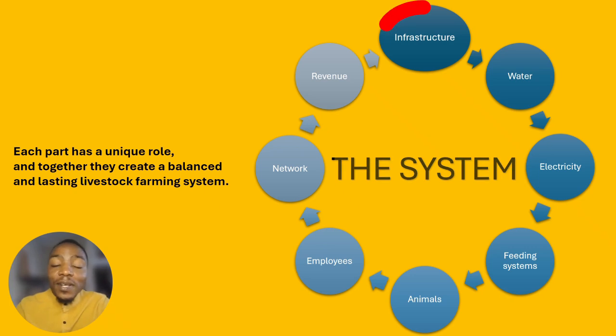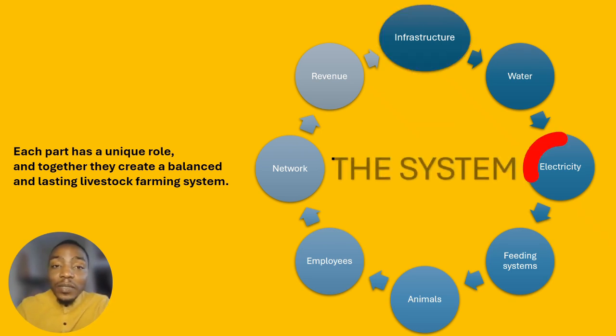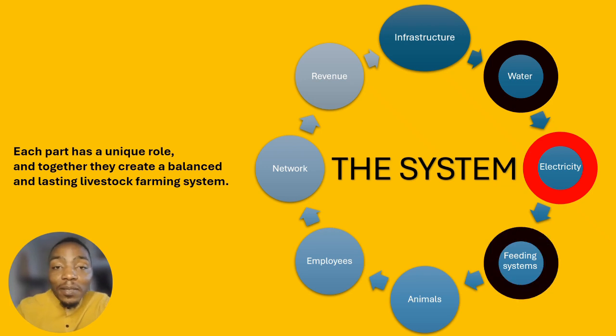Next, we have the infrastructure, which is basically the foundation of everything. And as I mentioned before, it is the one that's providing the shelter, the protection, and even the access to different parts of the farm. Next, we have electricity, which is powering the lighting, the water pumps, and basically, as you progress on your farm journey, you might also want to buy some monitoring systems and also some feeding systems which are reliant on electricity.